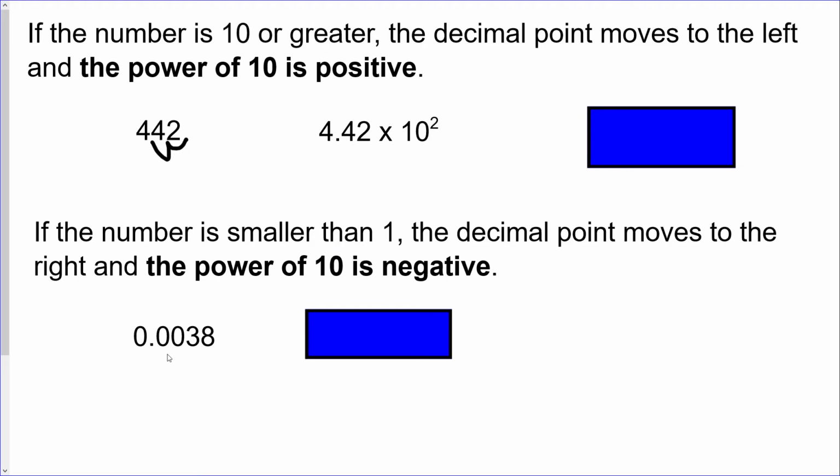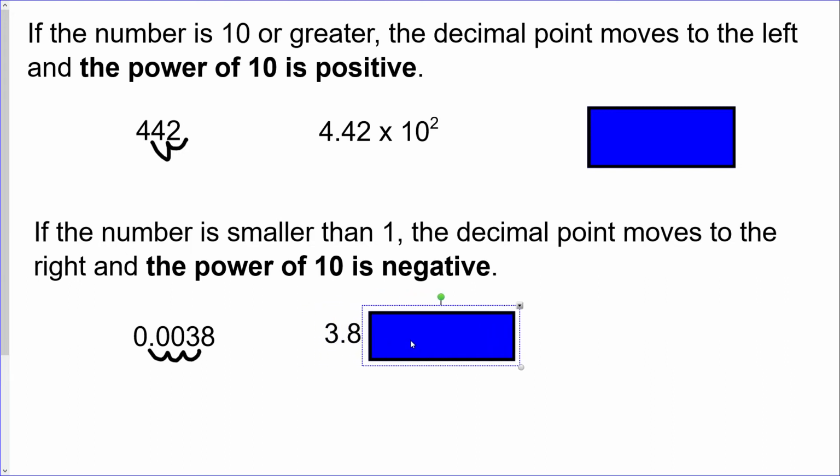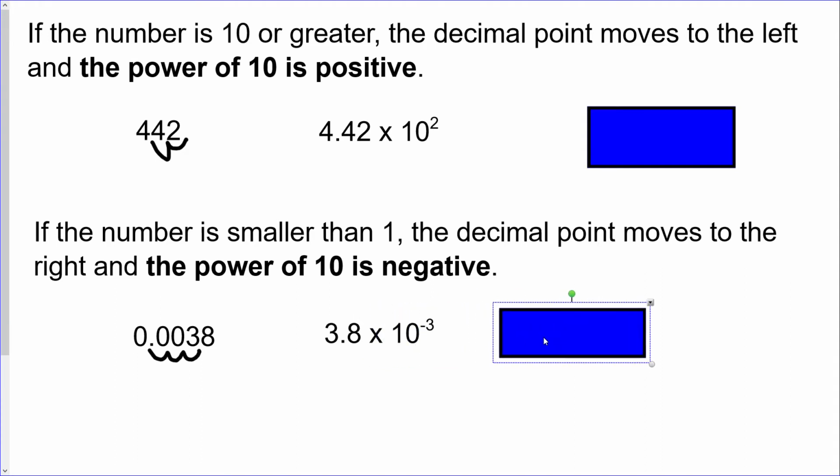Okay, now if the number is smaller than 1, you do something slightly different. The decimal point moves to the right, as you could see in this example below, and the power of 10 is negative. Okay, so in the case down here, we move the decimal place 1, 2, 3 spots to get it to the right of that first non-zero digit. So that means we have 3.8 times 10 to the negative 3. Because we moved it 3 spots, it's going to be a 3, but because we moved it right, we're going to have a negative exponent there instead of a positive one. Okay?